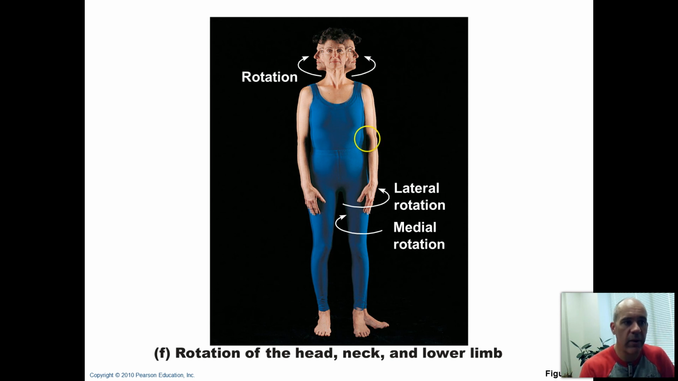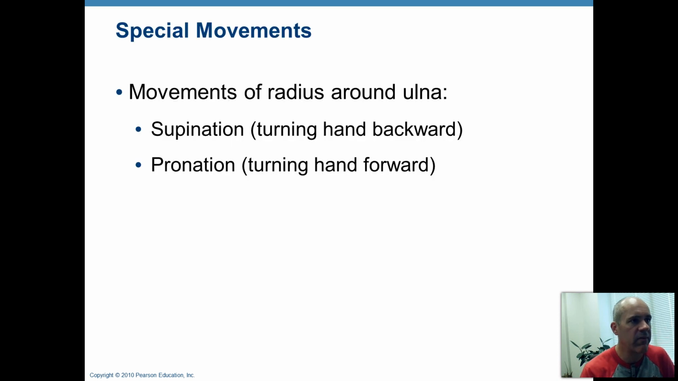Okay, so here they're showing you what I was just demonstrating with the head, rotation of the head based on the atlas and the axis moving around each other. And then your leg, you can rotate your femur. Your knee is going to move either in the medial direction or outward in the lateral direction. You're turning your knee in, you're turning your knee out. That would be rotation there at the femur.